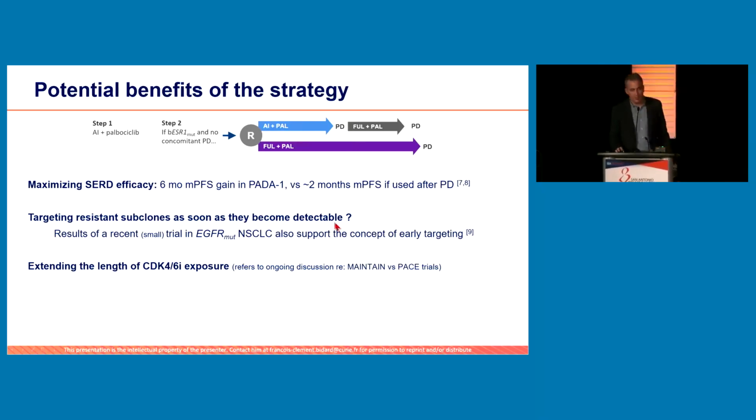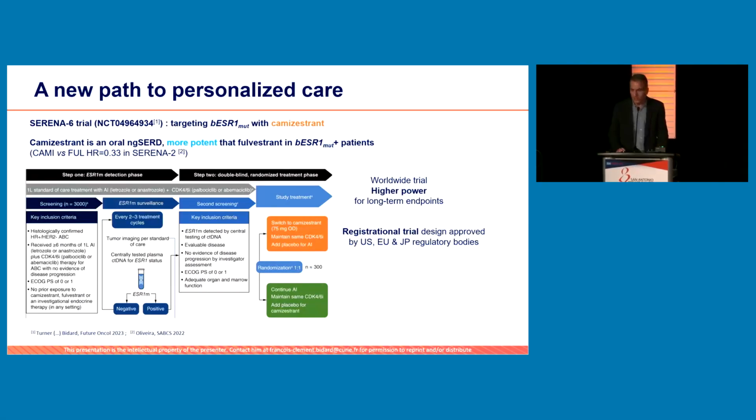This concept was first observed in PADA1, but has also been supported by quite similar, smaller trials run by EORTC on non-small cell lung cancer patients with EGFR mutation. I think it really resonates again with the idea of keeping patients on a CDK4/6 inhibitor after disease progression. We had several trials, but PADA1 could also allow you such a strategy. So I think it could be a new path to personalized care, targeting the mutation with a good drug as soon as it appears.